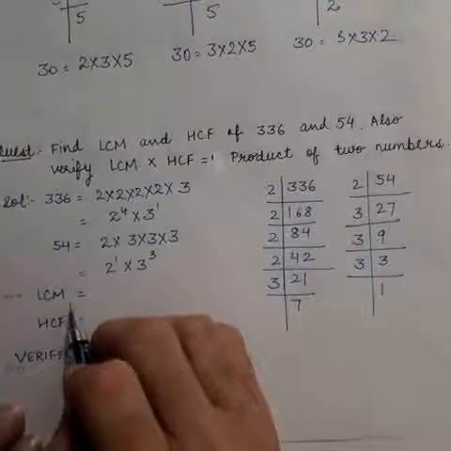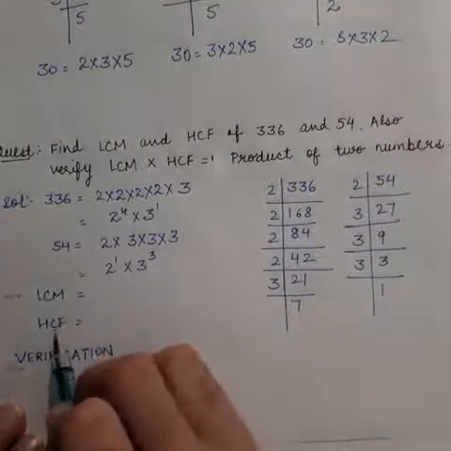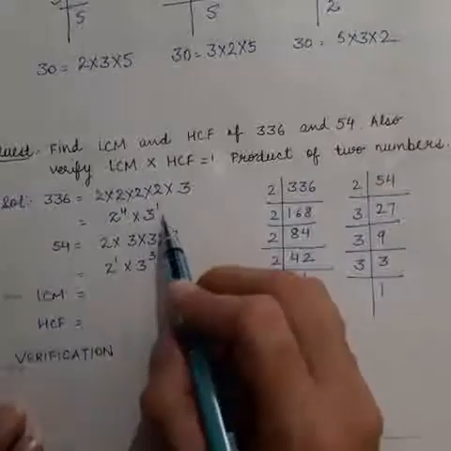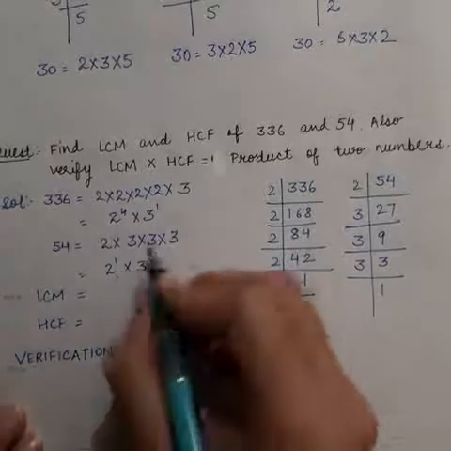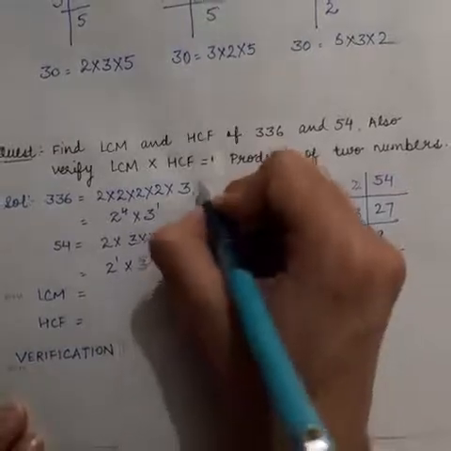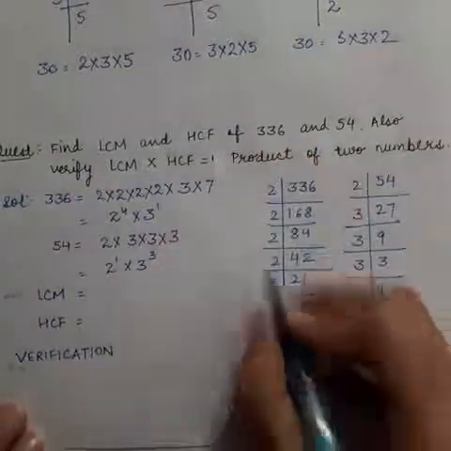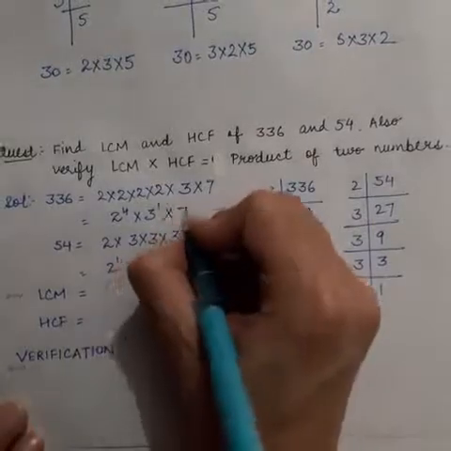Now we need to find their LCM and HCF. Just be careful, while writing the HCF, you have to look for the common factors. Herein 2 is common. See, herein we have 7 also. In 336, one of the factors is 7 also. So we are going to write it along.